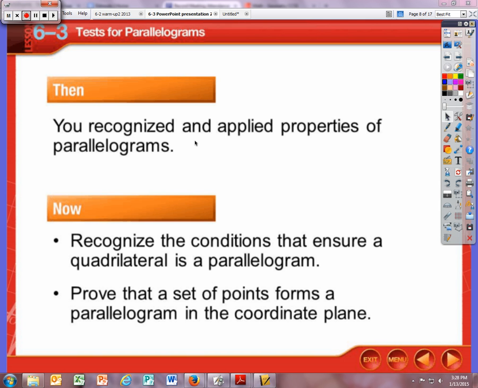So in the last section, section 6.2, I gave you information, told you it was a parallelogram, and asked you to find a missing side or a missing angle or something that wasn't there. In this section, we're going to have all the information given to us, and we're going to have to look at the information and say, yes, this information does give me enough information to say that the figure is a parallelogram, or no, there's not enough information. Okay, so it's a little bit different, but a lot of the same properties from the last section are going to follow through into this section.